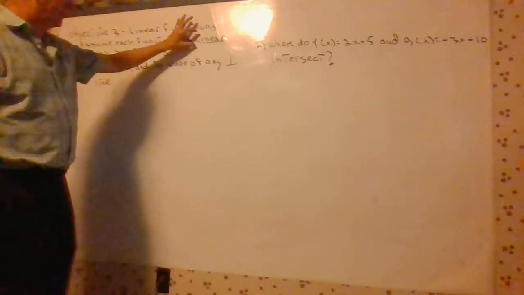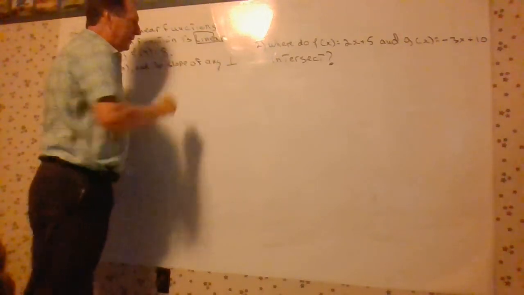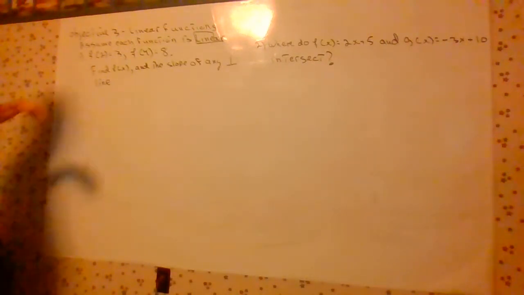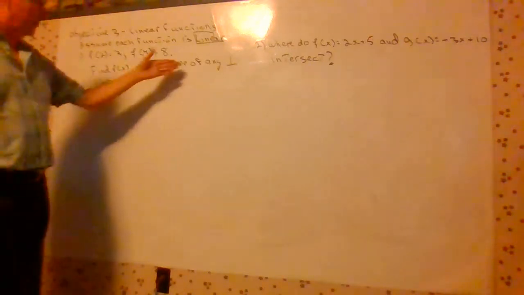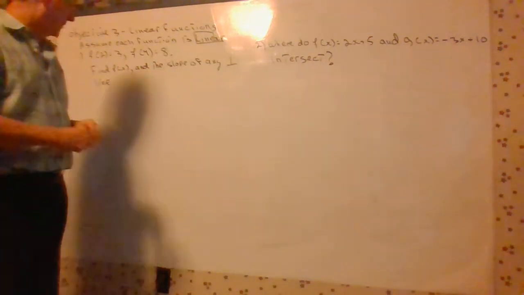Linear, think of this as coming from the word line. So linear functions are basically straight line functions. Suppose we know that f of 2 is 3 and f of 4 is 8. We want to find f of x equals mx plus b, and the slope of any perpendicular line. That's a very important coordinate geometry concept.